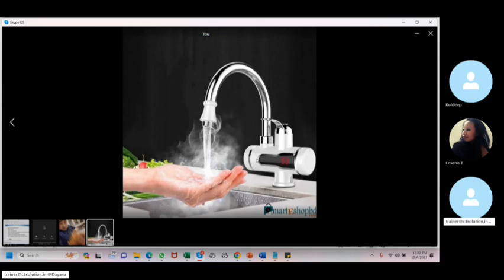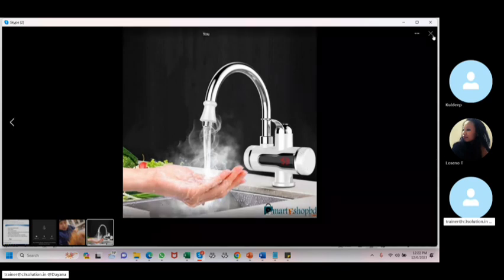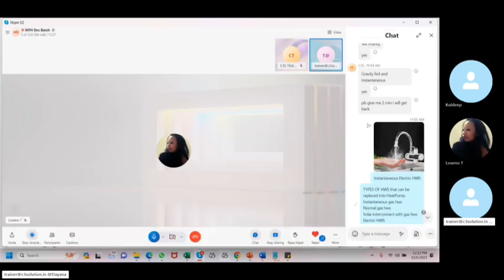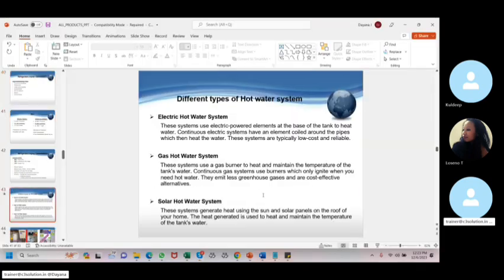This instant hot water system is connected with electricity. That means it is an instant electric hot water system. Clear this one? Yes, ma'am. Clear.